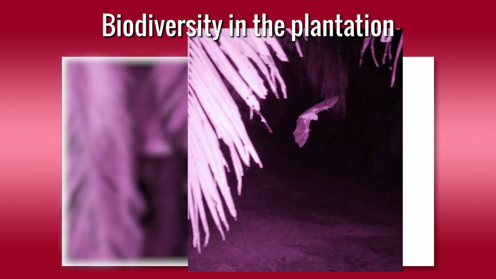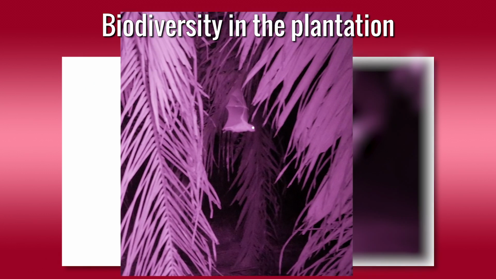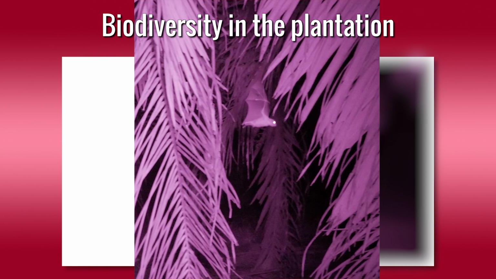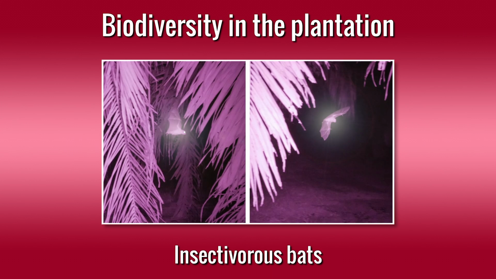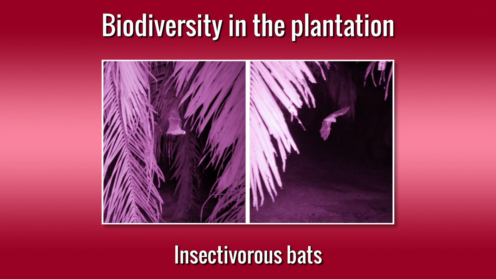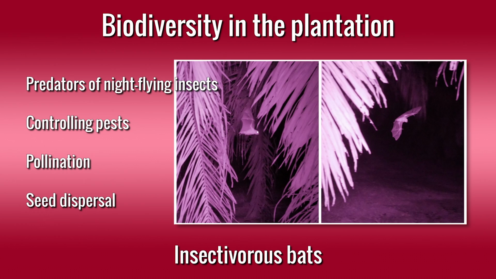Knowledge of biodiversity is vital to understand ecological functions of oil palm plantations. We measure the changes in diversity of major taxonomic groups involved in diverse ecological processes. For example, at the canopy level, we record the occurrence of insectivorous bats, which serve ecological roles as predators of night-flying insects, controlling pests, and in pollination and seed dispersal.